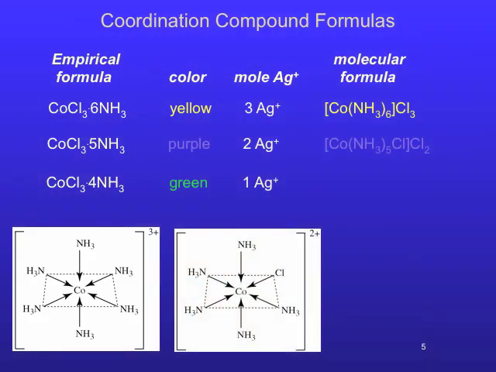In the purple compound, 5 ammonia groups and 1 chloride ion are bonded to the cobalt. The remaining 2 chloride ions can react with silver ion. The pentaammine chloride cobalt-3 complex has a +2 charge.